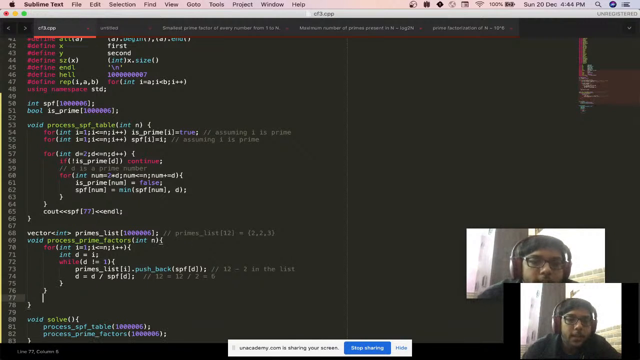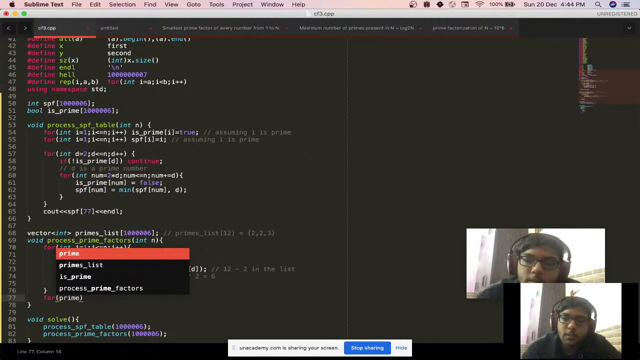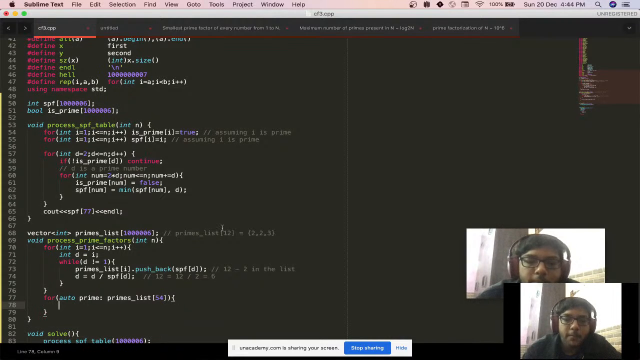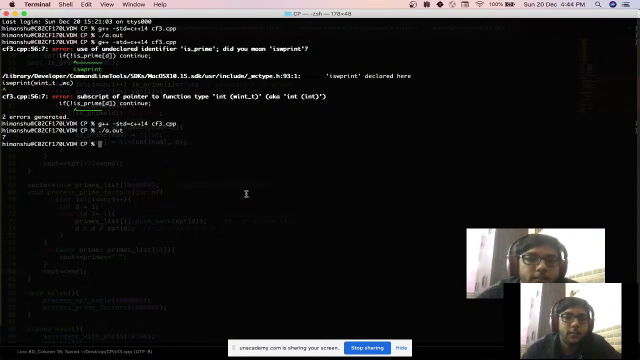So this is how we do it. We can just simply, let's say we want to check for 54 only. So, for prime in primes list of 54, let's see if we get the primes appropriately or not, if this code is working or not. Prime, okay, cool. So let's compile it and run it. Let's see. Yeah, cool.